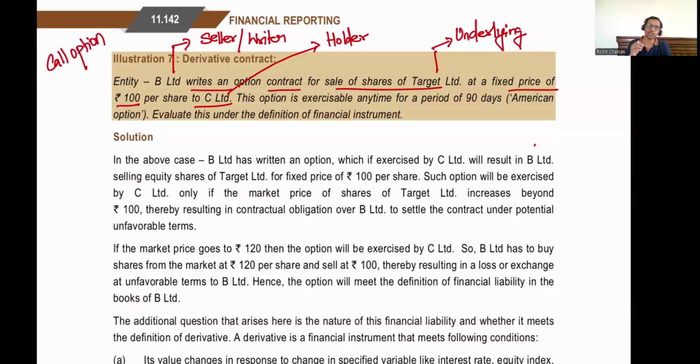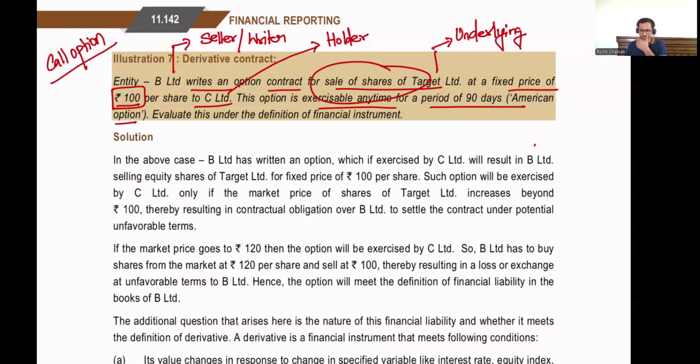B Limited, the seller of the option, may be obligated to sell the shares of Target Limited, and the exercise price is rupees 100. So this question is that of a call option where the holder, C Limited, will have a right to exercise it, and the writer, B Limited, may be obligated to sell the shares of Target Limited. This option is exercisable anytime for a period of 90 days.